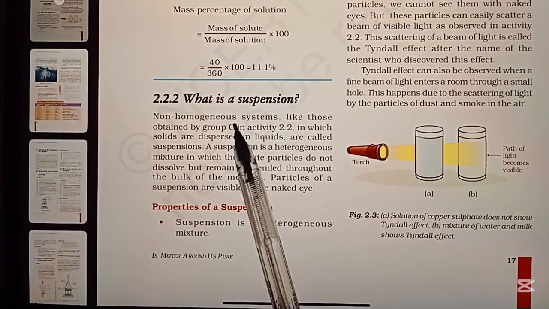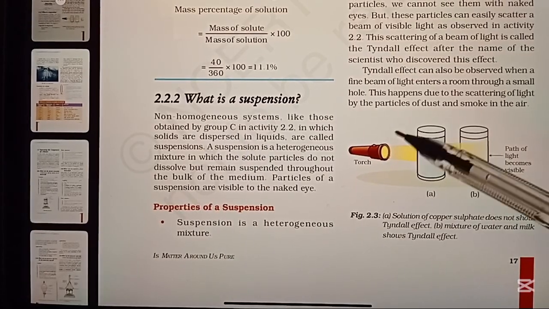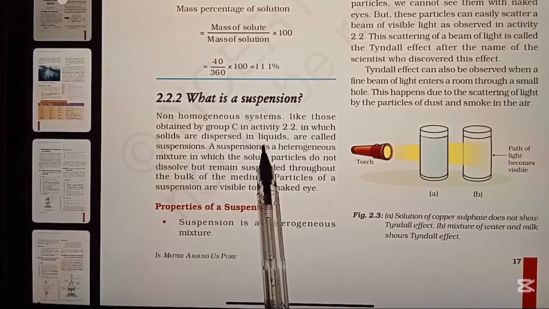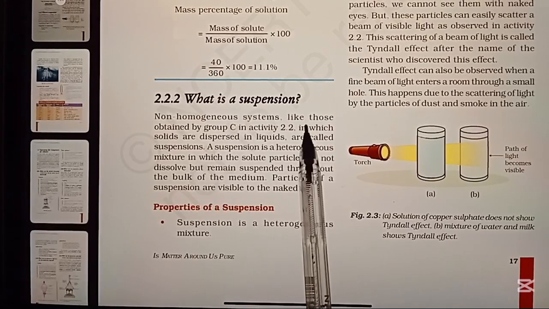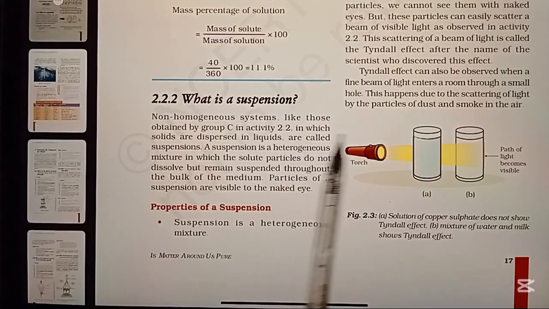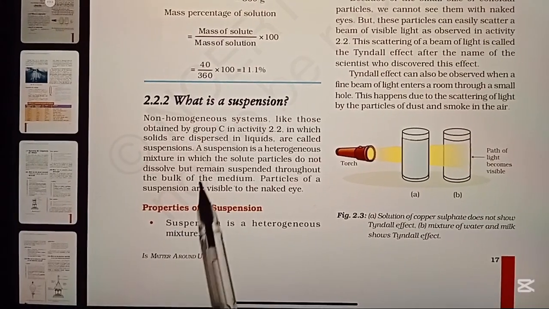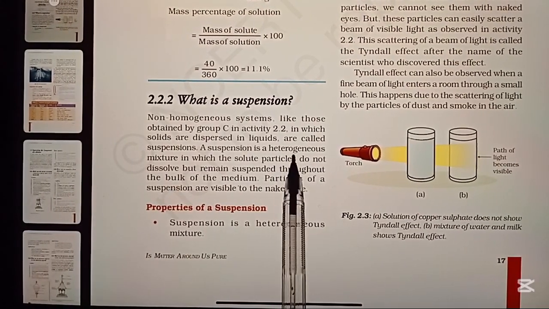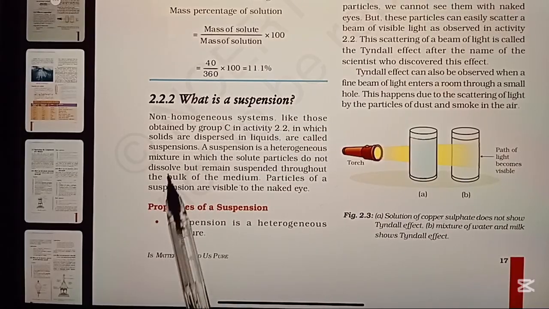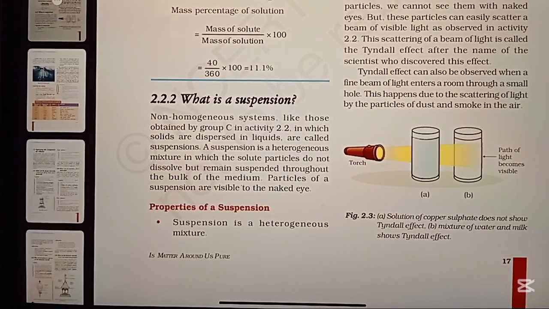Now what is a suspension? That's the next topic. Non-homogeneous systems like those obtained in group C in activity 2.8 above, in which the solids are dispersed in liquids, are called suspensions. So when you take a glass of water and you are adding undissolved or not dissolvable solutes, it is known as a suspension. See, a suspension is a heterogeneous mixture, that is not the same particles, in which the solute particles do not dissolve but remain suspended throughout. It is scattered around the solvent. So that is what a suspension is.